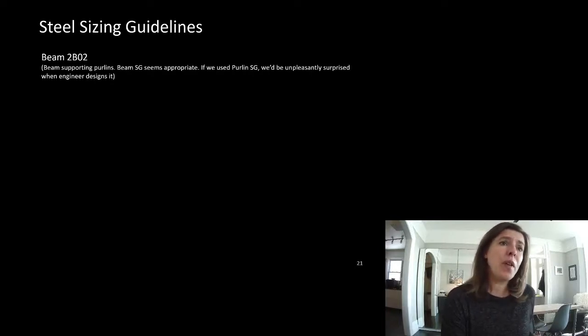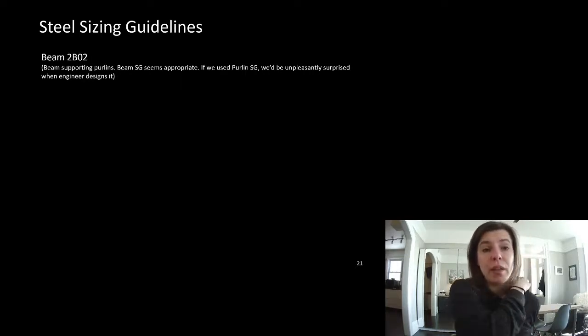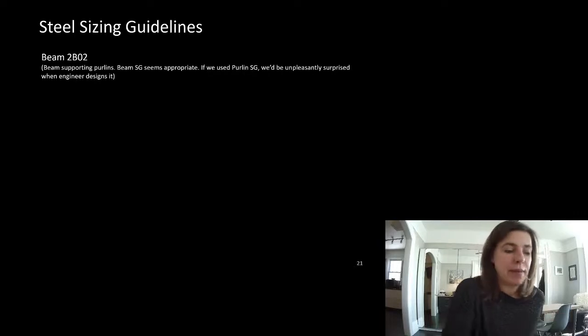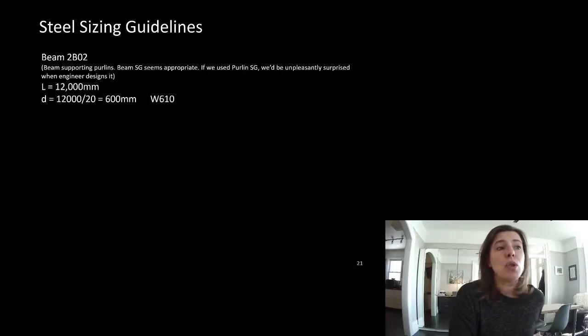So if we use the purlin sizing guideline, we'd end up drawing something too shallow, and we could be unpleasantly surprised when we did the final design and found out we needed more headroom. So we should use the appropriate sizing guideline for what it's doing, which is beam. So its length was 12 meters. The sizing guideline for a steel beam is 20. So 12,000 divided by 20 is 600 millimeters. A good beam to be drawing is a W610 in that location.